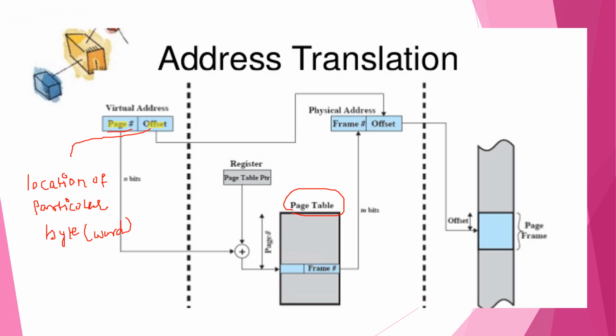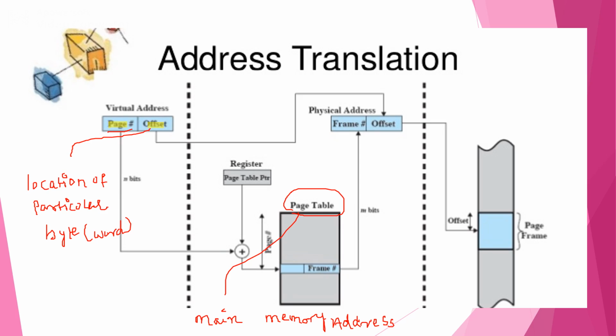This is the page table. For each page, the page table stores the main memory address where the page is stored, as well as the current status of the page.